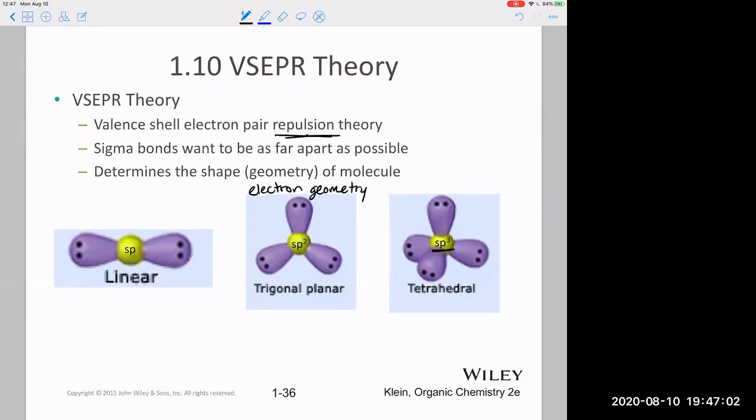So these would be the electron geometries. There's a one-to-one correspondence between the hybridization and the electron geometry. What I mean by that is if you know the hybridization, then you know the electron geometry.